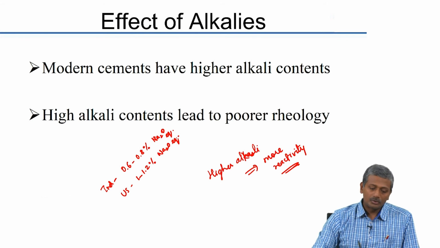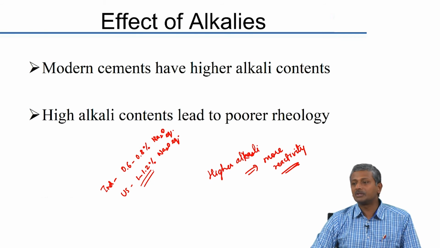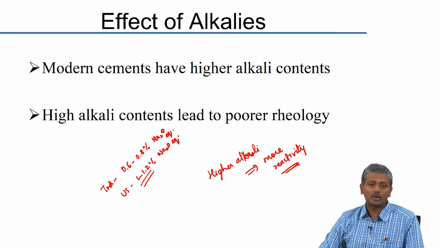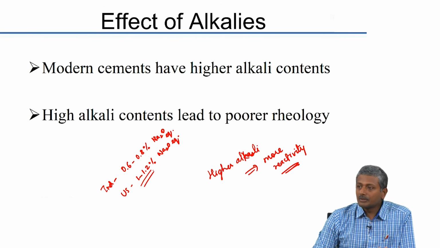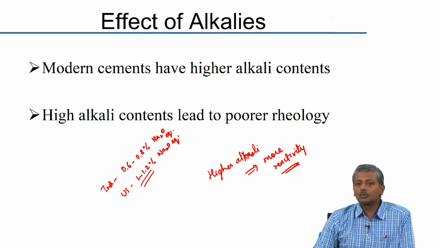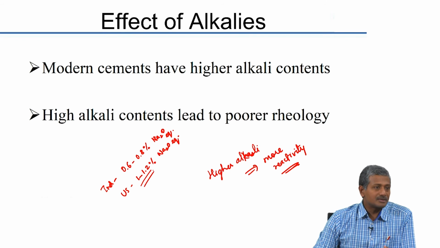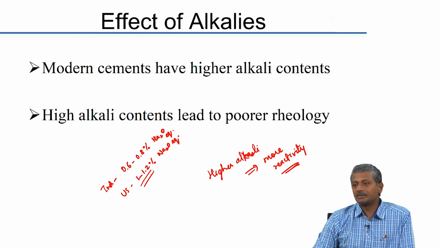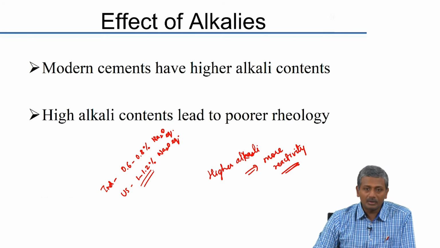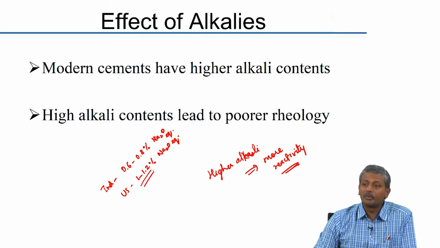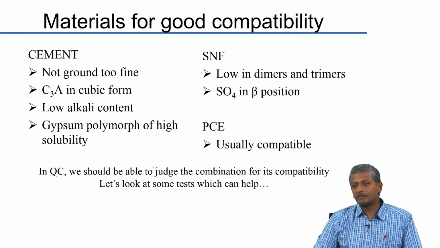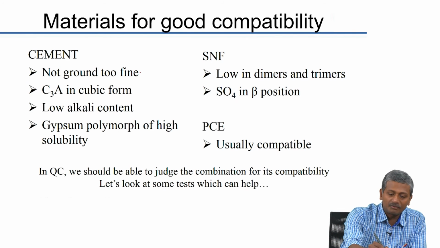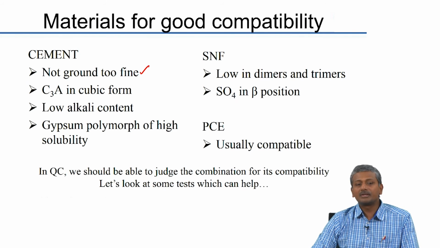Okay. So, in the US you will routinely deal with alkali contents which are of the order of 1 to 1.2%. Okay. So, in higher alkali cements you have to really ensure that you put in more superplasticizer to get sufficient amount of workability in the system, because higher alkali cements will have poorer rheology, poorer flow behavior. Okay. So, in general, what are the types of materials that you need to work with for good compatibility? If you look at cement, we already talked about this fact that if you have too much fineness, it tends to increase the rate of adsorption.